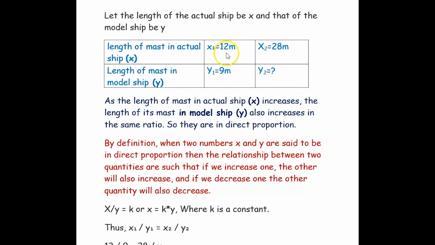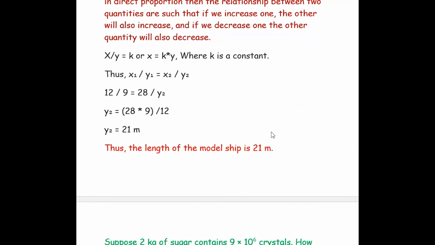So here the length of the actual ship is increased, so the length of the mast in the model ship is also increased. Here it is 21 meter.